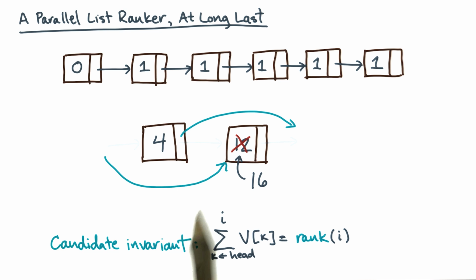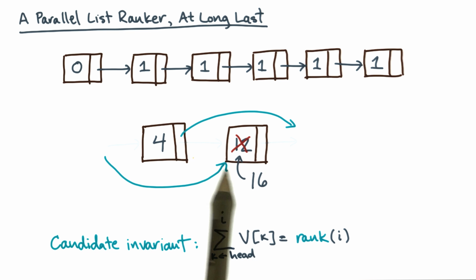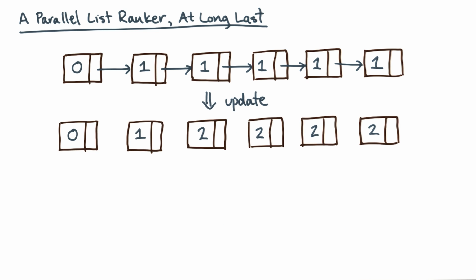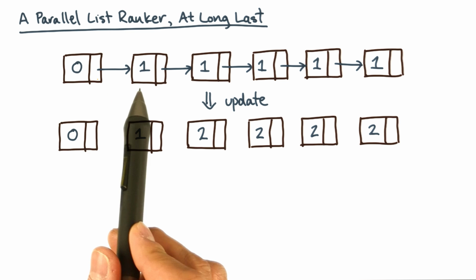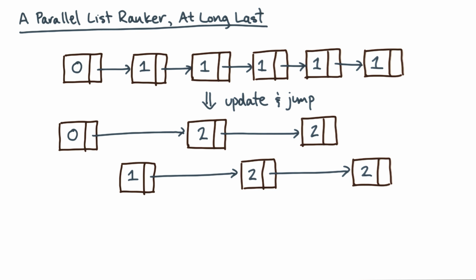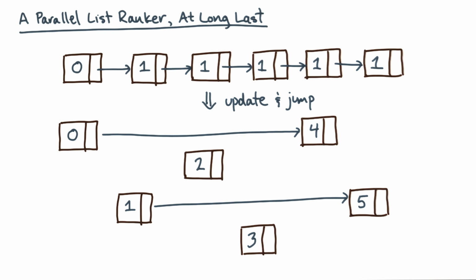The way this can work is before we do a jump from 4, we take the value of 4 and push it to its successor. Okay, let's give this a try. Let's do one step of the update and jump. For the update, every node pushes its value to its successor. Then we do the jump to create two sublists. And let's just repeat this process. Push, jump, push, jump. Once every node is a standalone node, you are done.